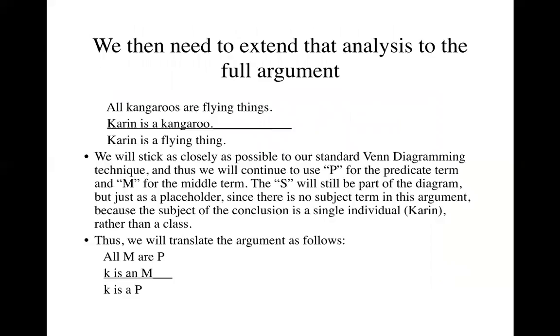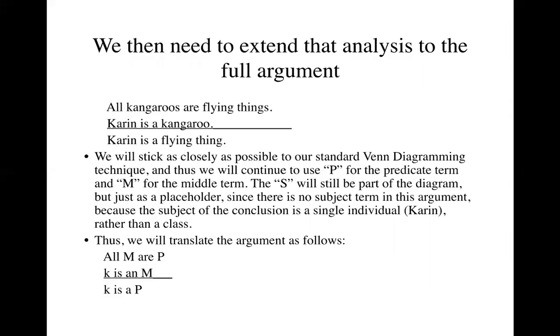To extend that analysis to the full argument, we're going to stick as closely as possible to our standard Venn diagramming technique. We're still going to use P for the predicate term in the argument and M for the middle term in the argument. The S will still be part of the diagram, but just as a placeholder, since there is no subject term in this argument, because the subject of the conclusion is a single individual, Karin, rather than a class, and the same goes for the second premise.